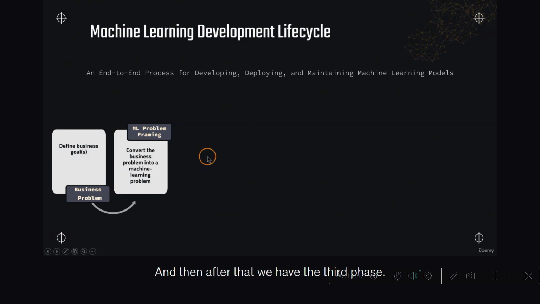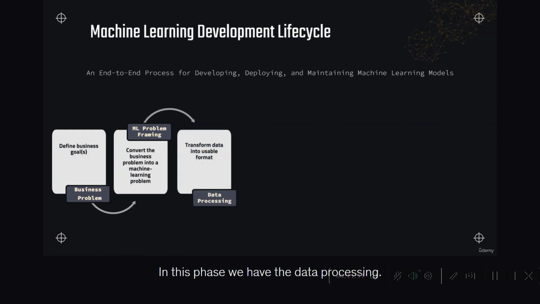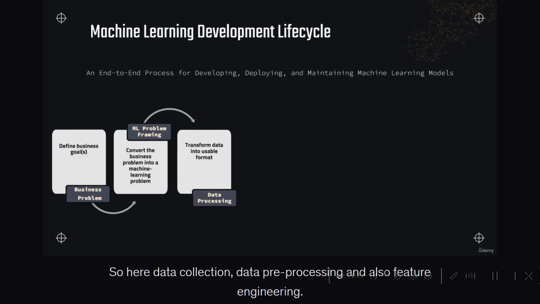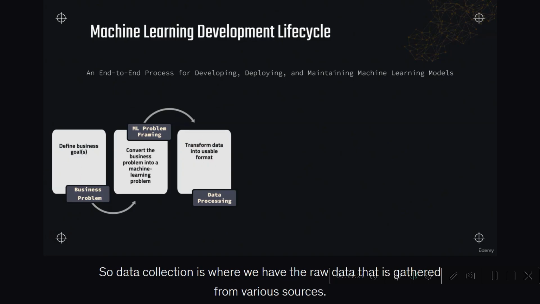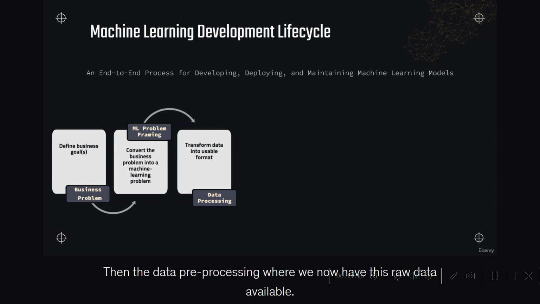And then after that, we have the third phase. In this phase, we have the data processing. So here, the data is transformed into an easily usable format. So here, the data processing involves, again, multiple steps. We have data collection, and we talk about this in more detail, of course, in a bit. So here, data collection, data pre-processing, and also feature engineering. So data collection is where we have the raw data that is gathered from various sources. Then the data pre-processing, where we now have this raw data available, and now we need to pre-process it. This means we clean it, we transform it, and essentially we prepare it for the model training.